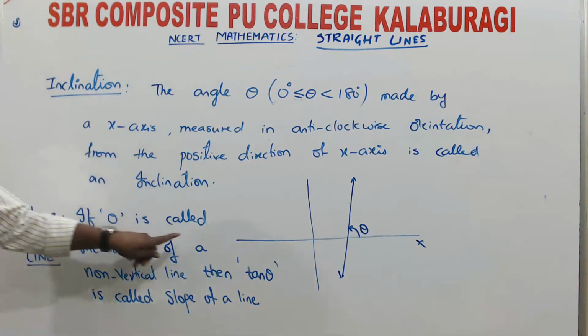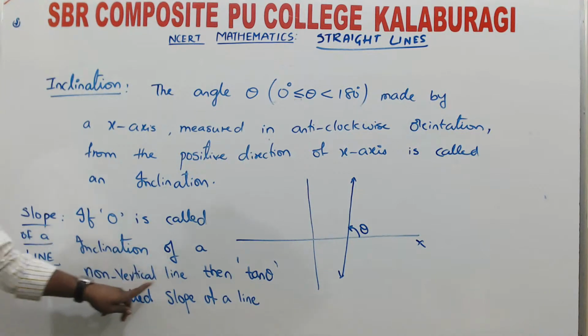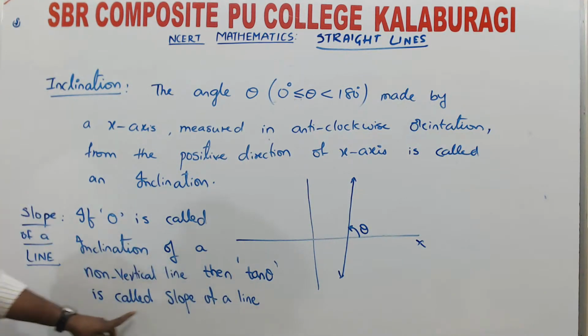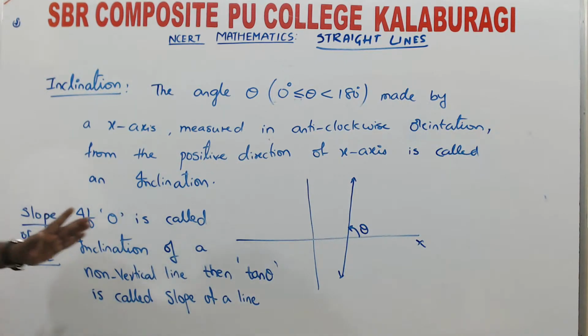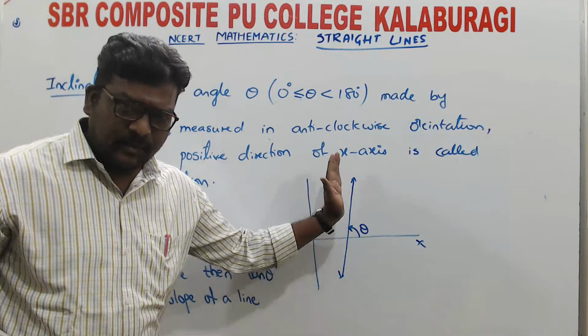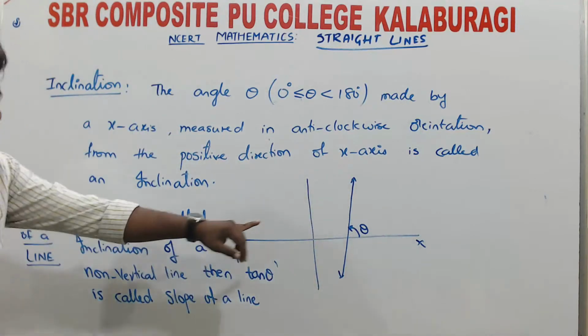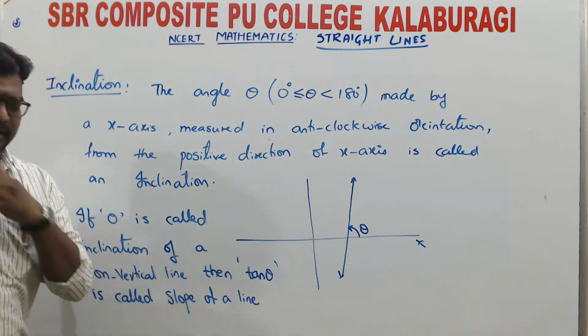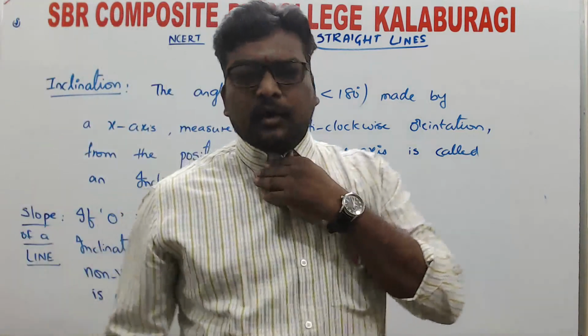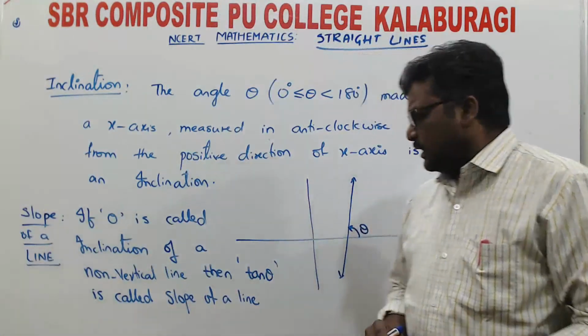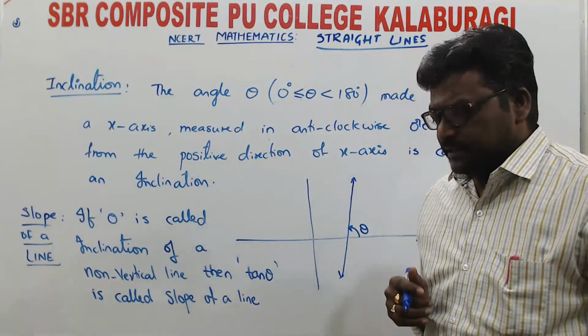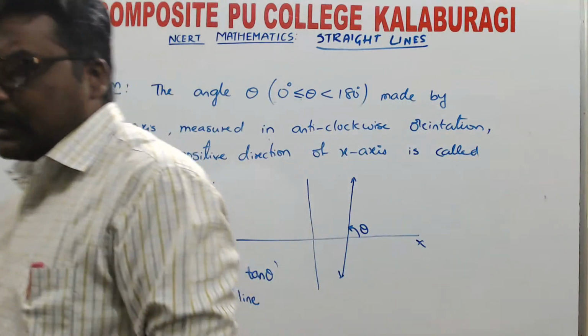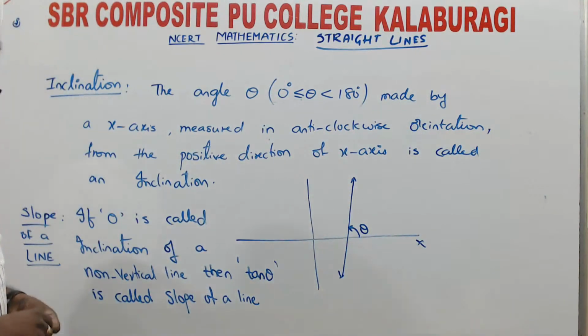If theta is called the inclination of a non-vertical line, then tan theta is called the slope of a line, because it is the slant there. This theta we will take as tan theta. Now children will get a doubt: why are we taking only tan theta? Because we have six trigonometric functions, we could take any of them. Why are we deriving only tan theta?